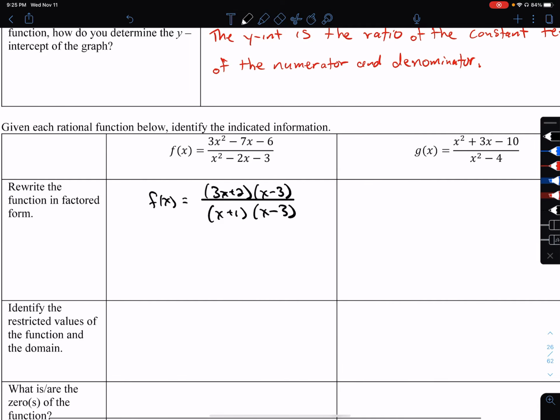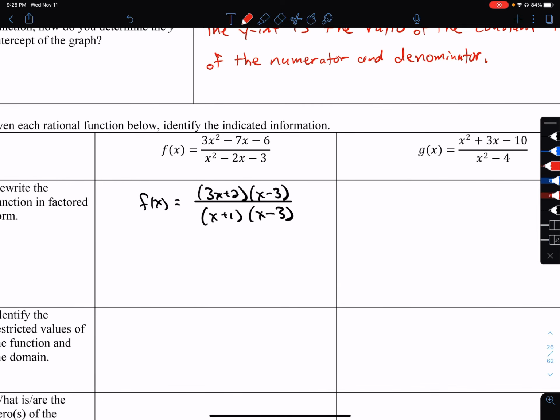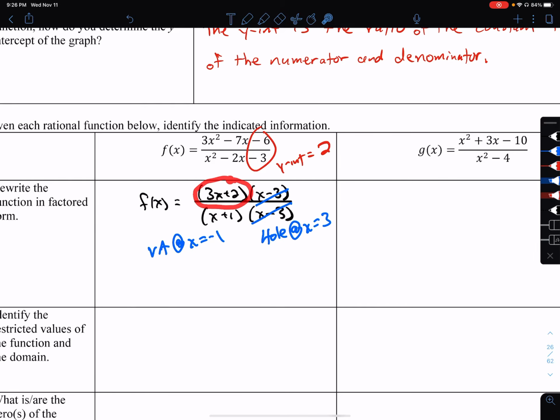Now, before we answer the rest of these questions, let's just write down a bunch of stuff that we know is true. We know that the y-intercept for this is going to be -6/3, which is 2. We know that since the x minus 3's cancel from the top and the bottom, there's going to be a hole in the graph at x equals 3. We know that since x plus 1 is a factor of the denominator and it doesn't cancel, this graph is going to have a vertical asymptote at x equals -1. We know that since 3x plus 2 is a factor of the numerator, it's a non-canceling factor, this graph is going to have an x-intercept, a 0.